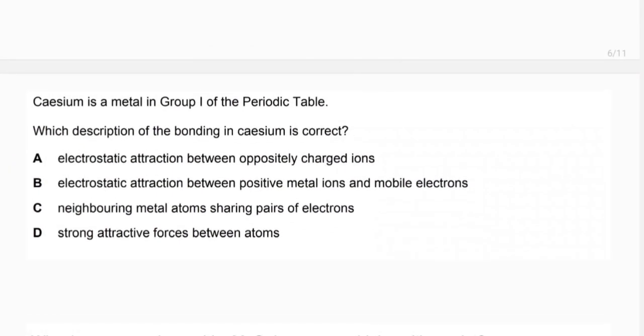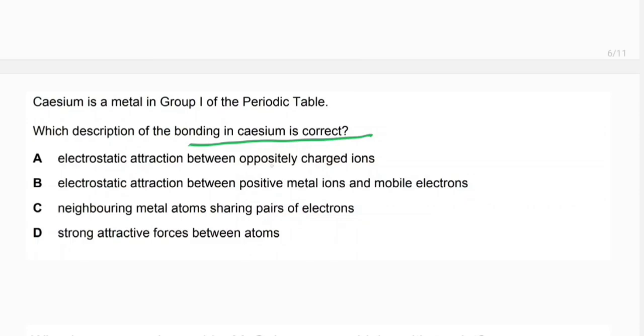Cesium is a metal in group 1 of the periodic table. Which description of bonding in cesium is correct? They did not ask about cesium compounds or compounds containing cesium, right? So in other cases we would just go for it being a group 1 element, so it has to be ionic bonding, but here it's cesium metal, right?